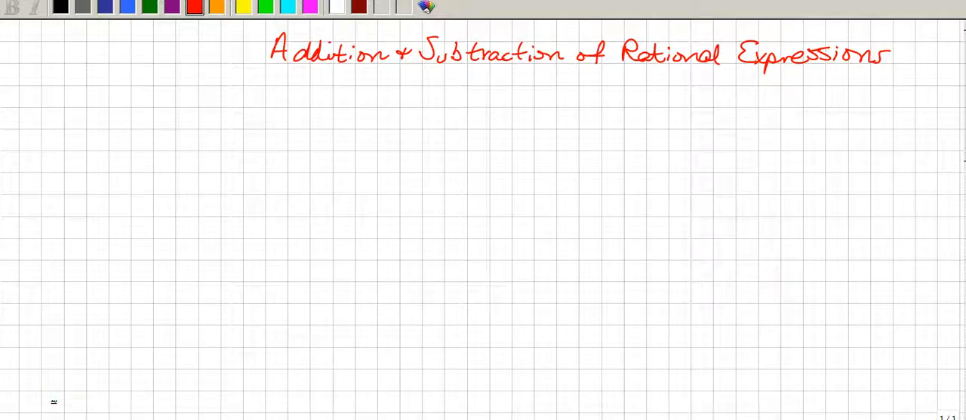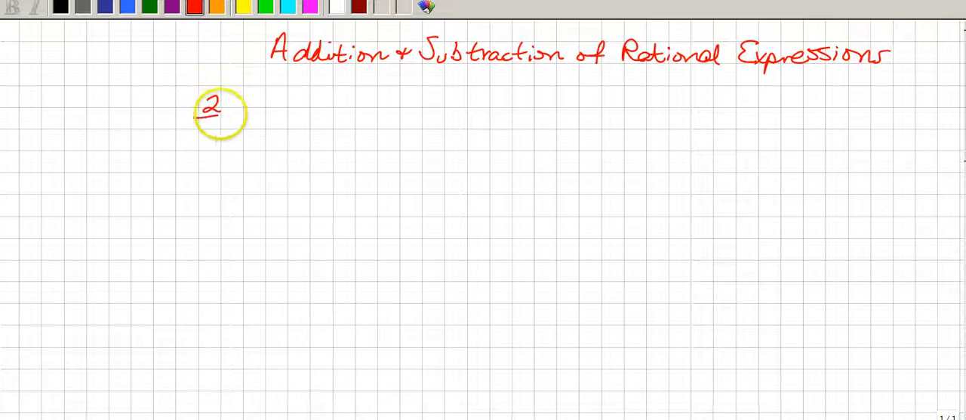Alright, in this video we're going to take a look at addition and subtraction of rational expressions. Well, before we begin, we better figure out what rational expressions are. A rational expression is just a fancy word for a fraction, but they can also contain variables. So you're all used to fractions.